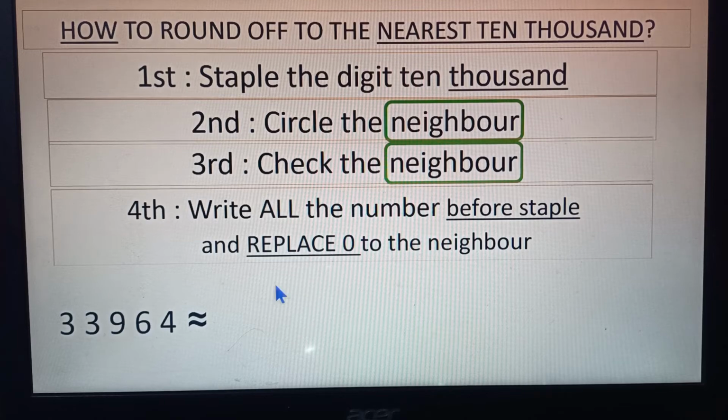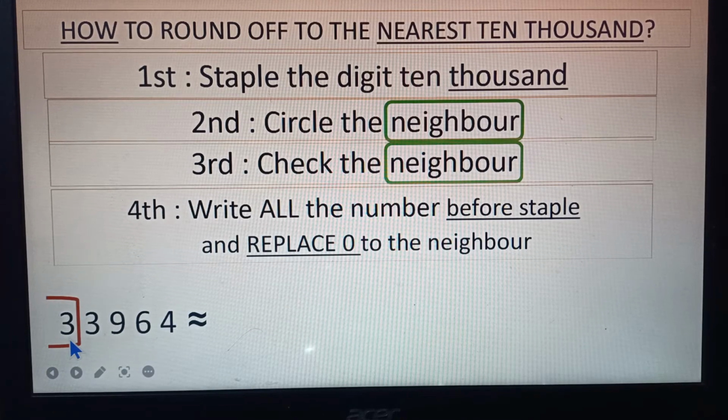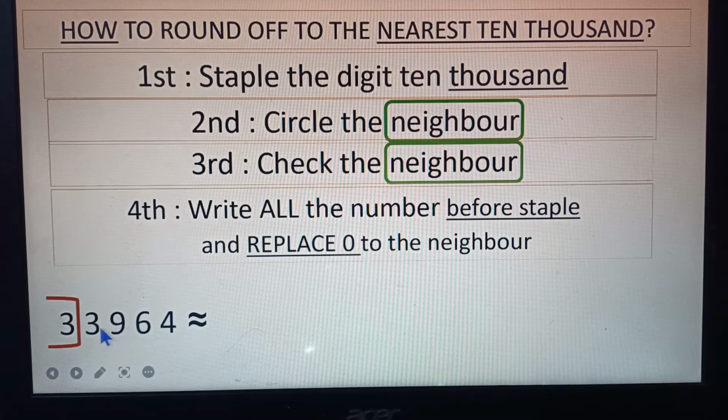So this is the digit that we're going to staple. 10,000. Tadi 1,000 di sini. Kalau yang mau tahu nearest 1,000, staple arah 1,000. Kalau yang mau nearest 10,000, you staple arah 10,000. Okay, next step, you circle the neighbor. Mana neighbornya? Is it 3 or 9? Yes, dekat dengan stapler. So 3 is the neighbor.